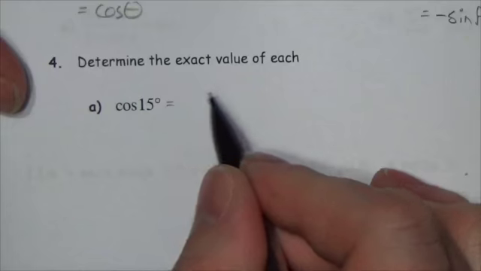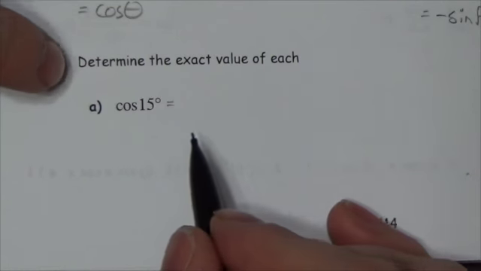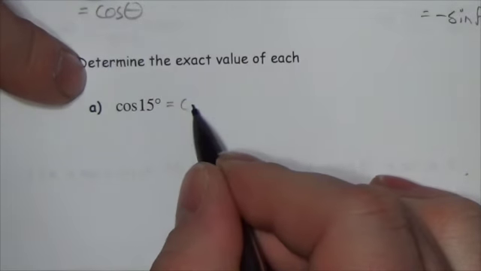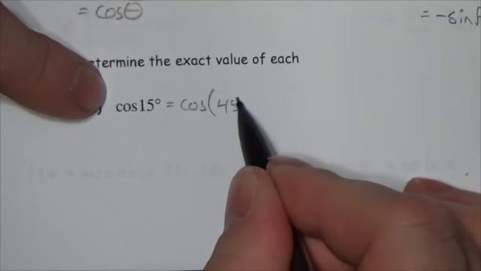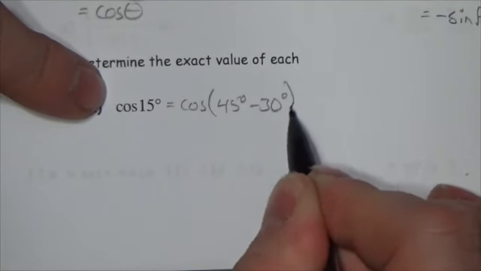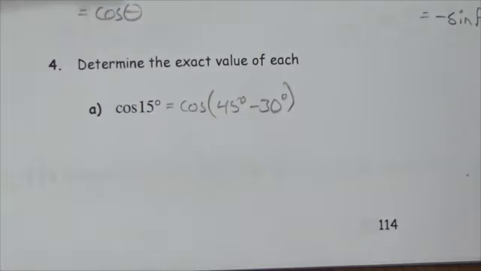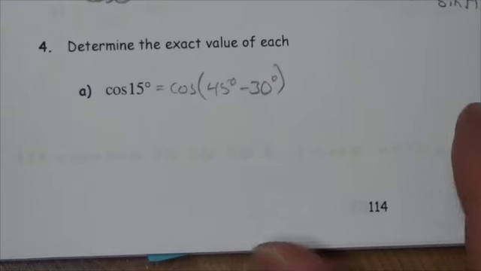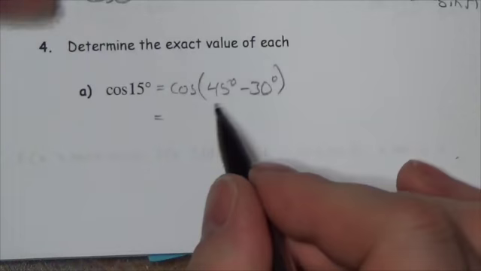Cosine of 15 degrees. Okay, now I don't have that off of the unit circle, but I do have angles that I can combine to get 15 degrees. For example, I could make this, let's say, 45 degrees minus 30 degrees. Now I do know the cosine and sine of 45 and 30 because those are unit circle angles here. And I can use this expression right here and expand on it using one of the identities.